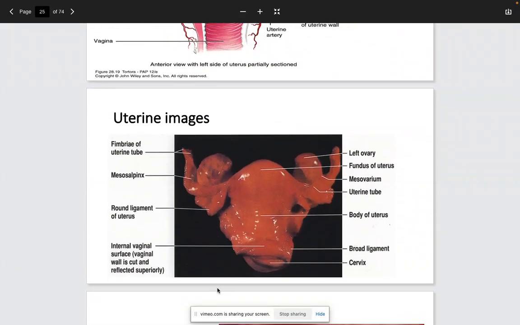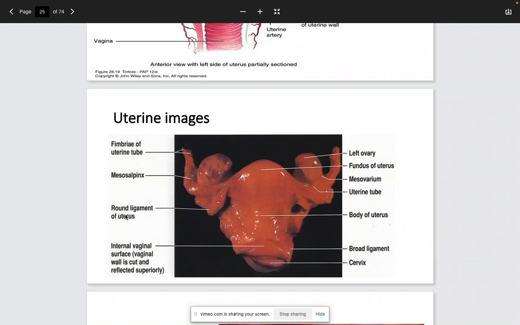Here is another picture of the uterus. There's the ovary sitting up here in relation to the fallopian tube. This is the fimbriae of the uterine tube. Can you remember previously we talked about how the secondary oocyte would travel through the fallopian tube into the ampulla, where the sperm would then meet it for fertilization.